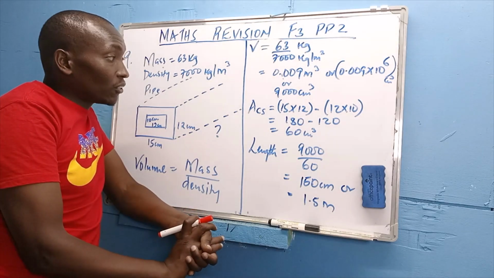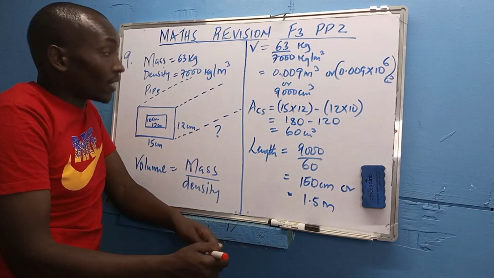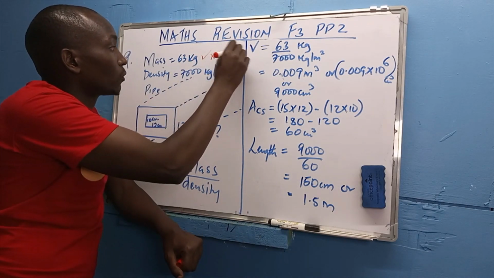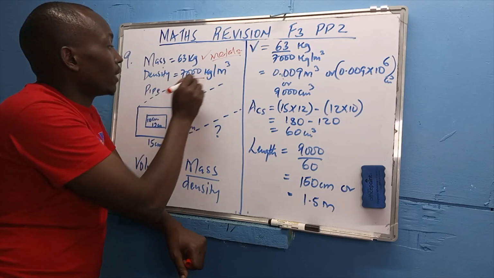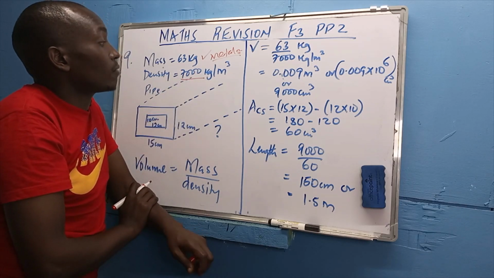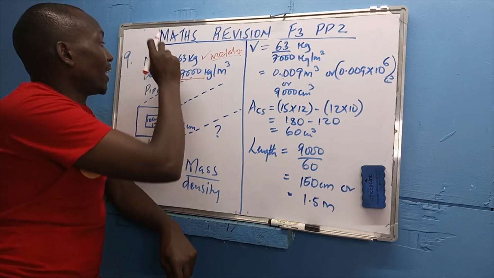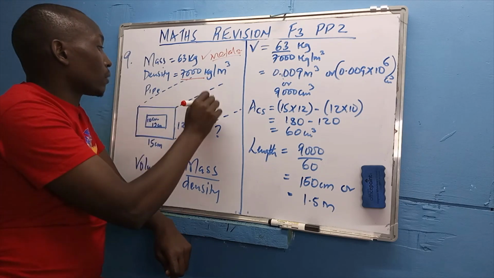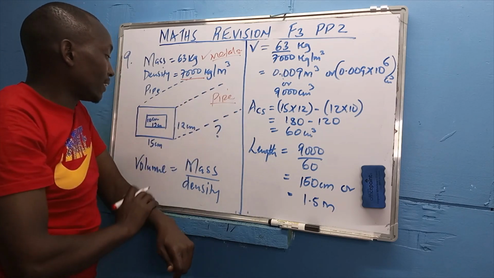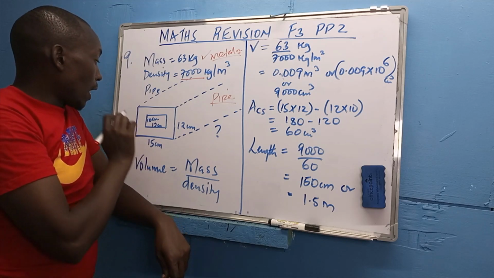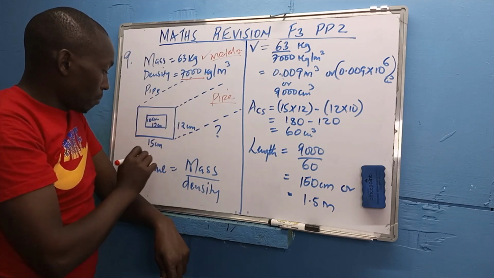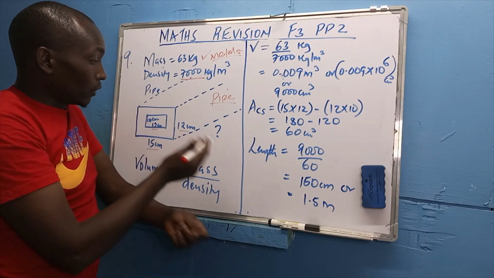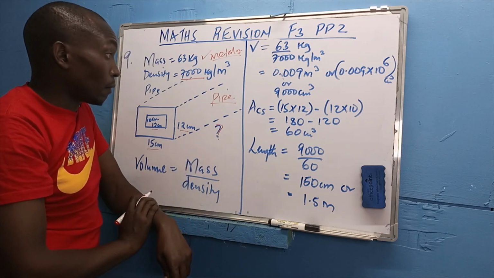Well, number 9, you're given a question whereby you have an artisan with 63 kgs of metal. The density of that metal is given as 7,000 kilograms per cubic meter. So given the mass, you're given the density. This artisan intends to make a rectangular shaped pipe. The external dimension of the pipe is 15 by 12, the internal is 12 by 10. So the question is, find the length of that pipe.